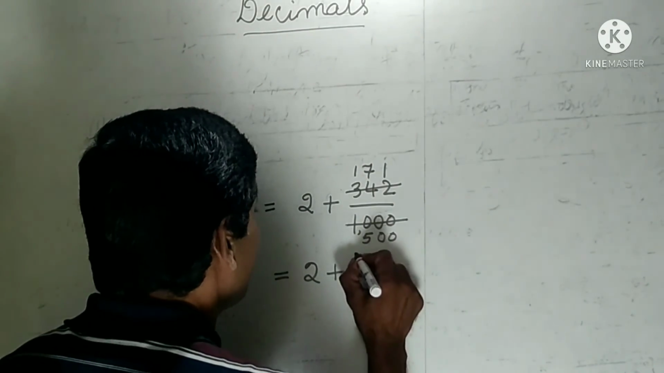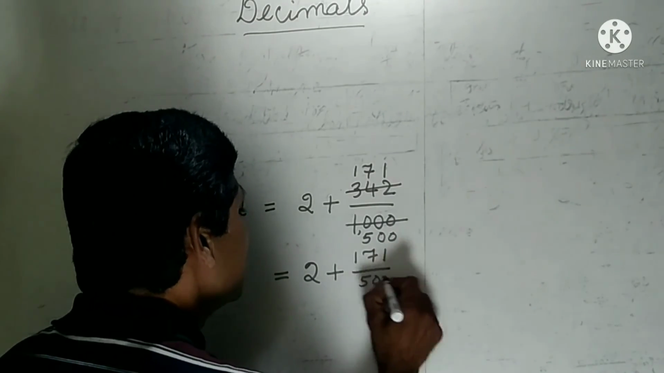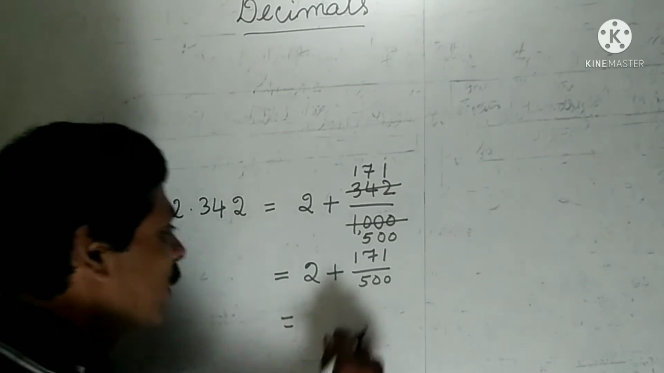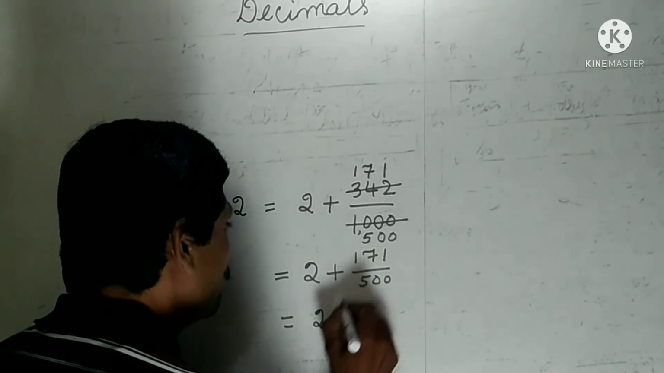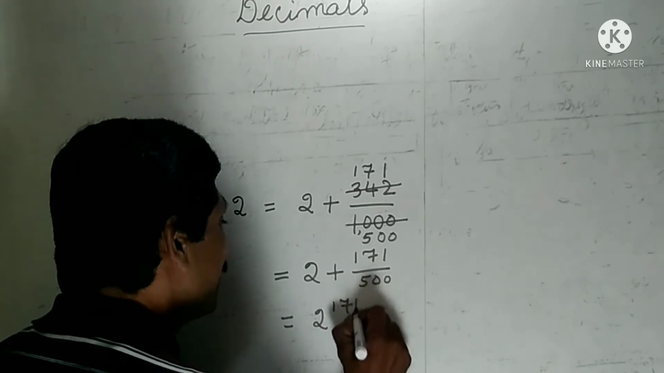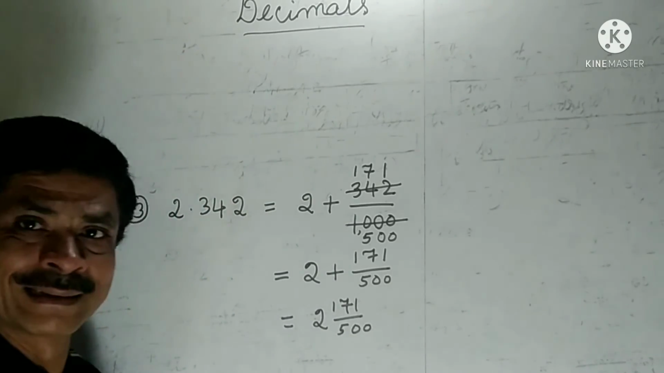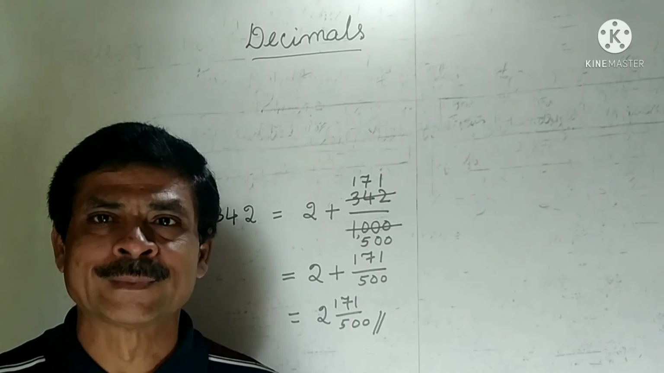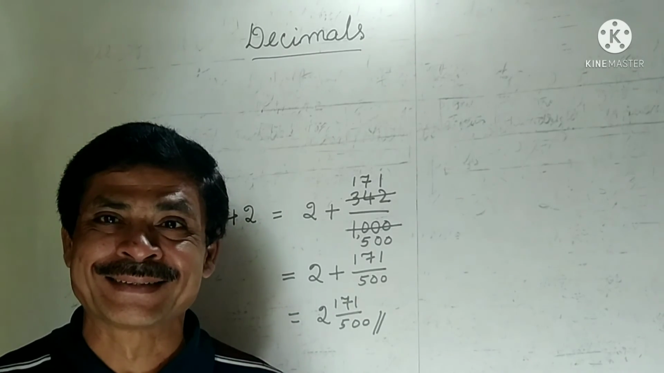This is equal to 171/500. Now we will write this as a mixed fraction: 2 171/500. This is your answer. I feel you have understood the concept of decimals.